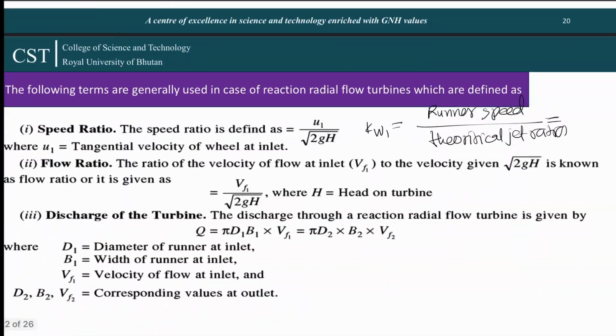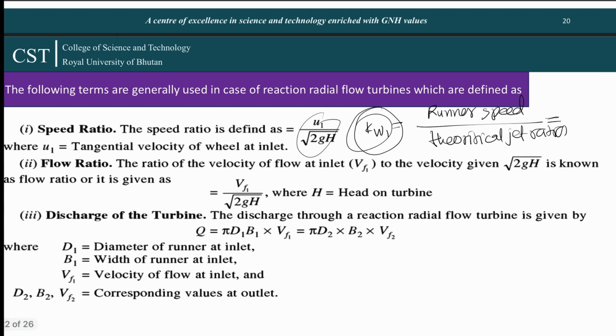And now I will be moving to the terms that are used in the case of a reaction radial flow turbine. The first one is speed ratio, and if I am not mistaken, I remember mentioning in the class that in order to not confuse ourselves, we will be using this denotation for the speed ratio. And before we get this formula, let's talk about this. The speed ratio is basically given by the runner speed divided by the theoretical jet velocity.